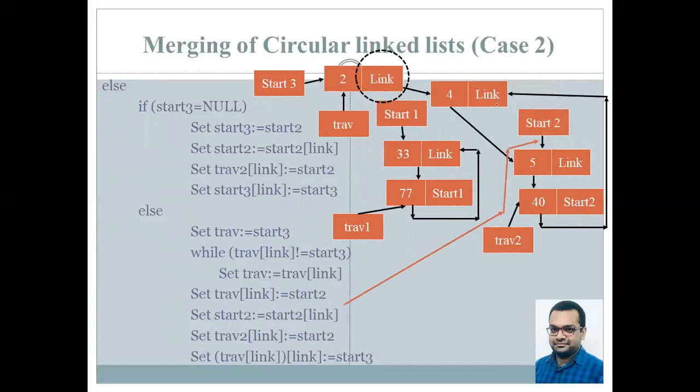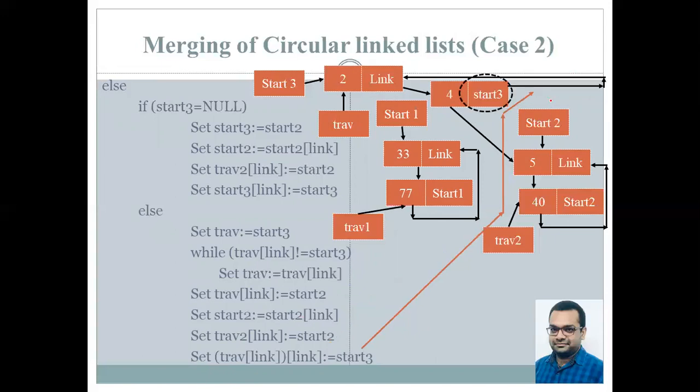So now we increment start2 to point to the next node. So earlier start2 pointed over here. So now it is incremented to point over here. This is the change in the pointers, even though this link is still active. However, what we do is we make traversal link to point to start2, which in this case will now be the node with value 5 instead of 4. So this link will cease to exist now.